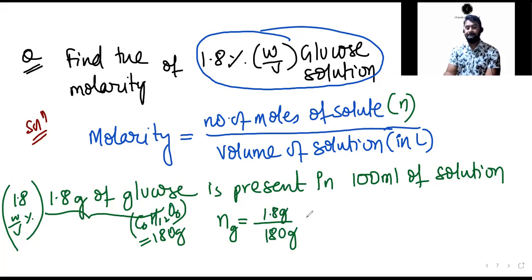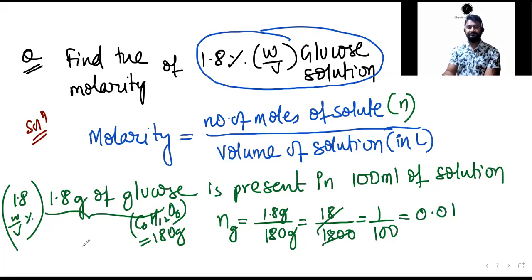So it will be 18 into 10 to the minus 1, divided by 180. So this is 1 by 10, so it will be 10 to the power minus 2. See, if you want, you can do it the simplest way. You can write it like this, 18 by 1800, cancel it, 1 by 100. That means 0.01. So number of moles is 0.01.